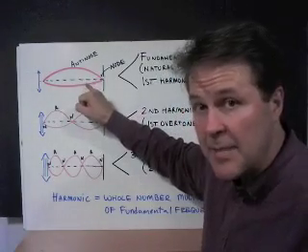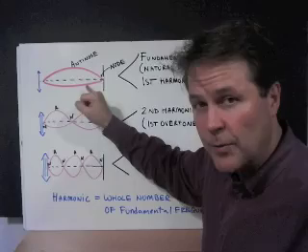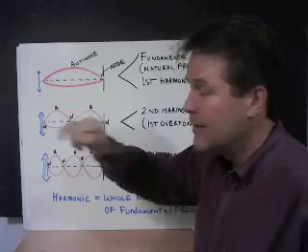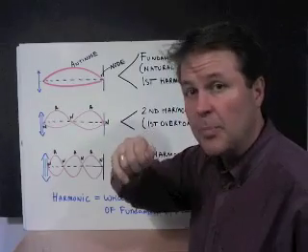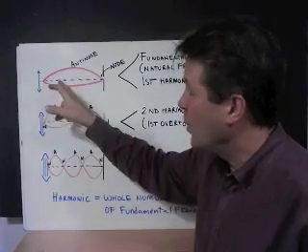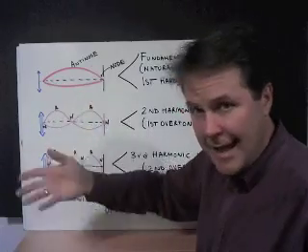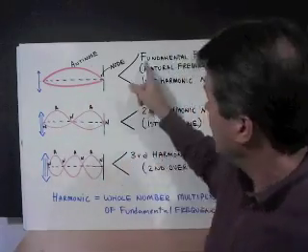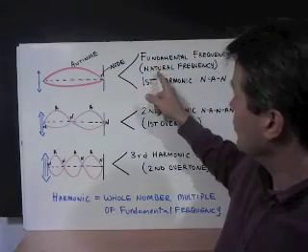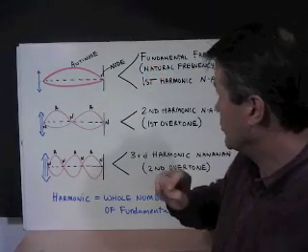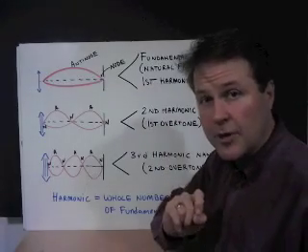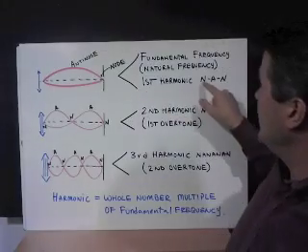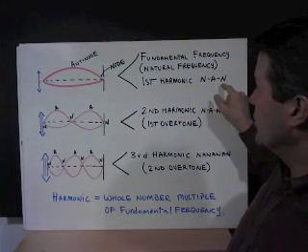This is the fundamental frequency or the natural frequency of that string. That occurs when I have this disturbance perfectly matched with the natural tendency of that string to vibrate. We call that the fundamental frequency or the natural frequency of that string. We also call that the first harmonic. And the shape of the wave would be node, antinode, node.